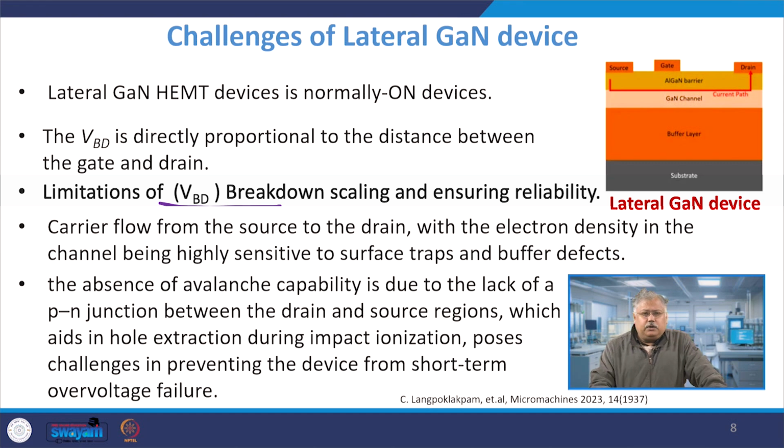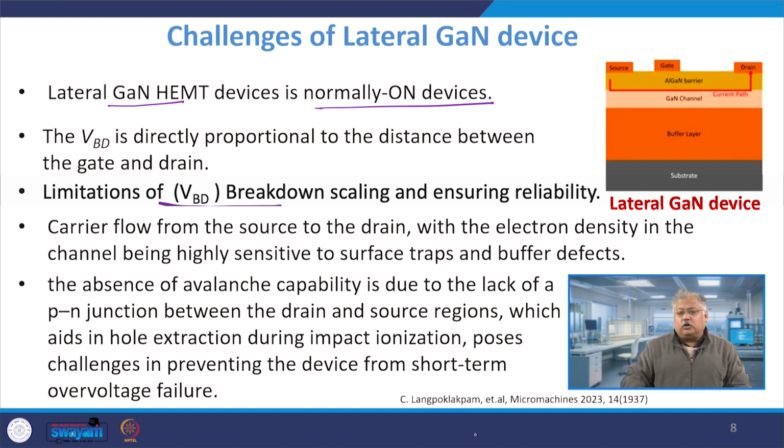Let's look one by one into the challenges of the lateral GaN device. As I discussed with you, GaN HEMTs are typically normally on devices. Normally on means that even when you don't apply a bias, there is a current path between source and drain, right? And you in fact need to give an external bias to stop this current. So these are known as normally on devices.